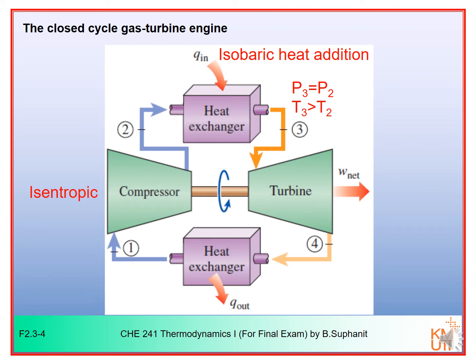The flue gas exiting the combustion chamber is then expanded isentropically through a turbine, or process 3-4. Finally, the exhaust gas from the turbine is cooled down in a cooler and then returned to the compressor to complete the cycle, or process 4-1. In this process, it is also an isobaric process, and we will have P1 equal to P4.